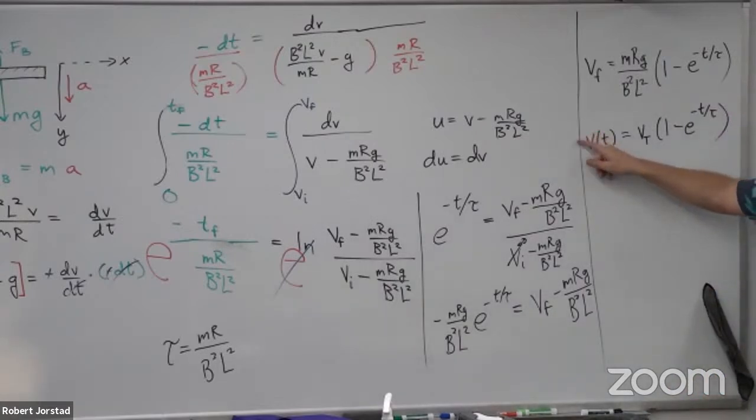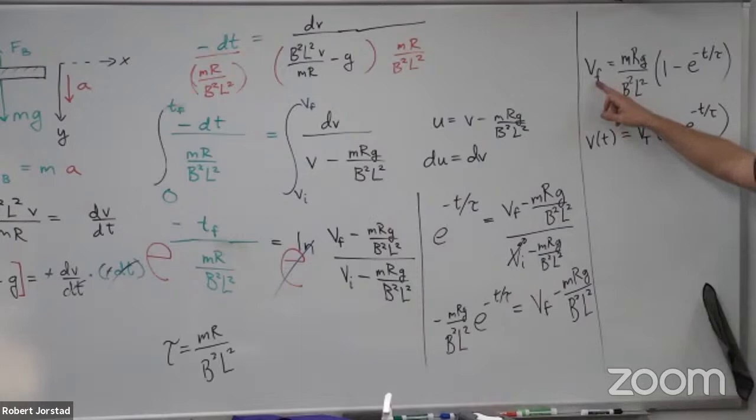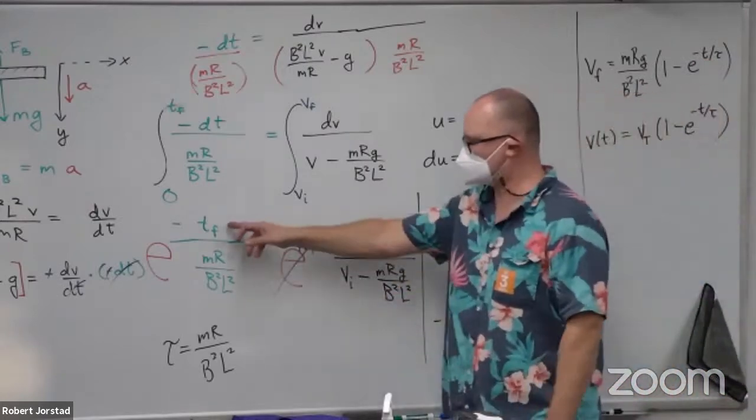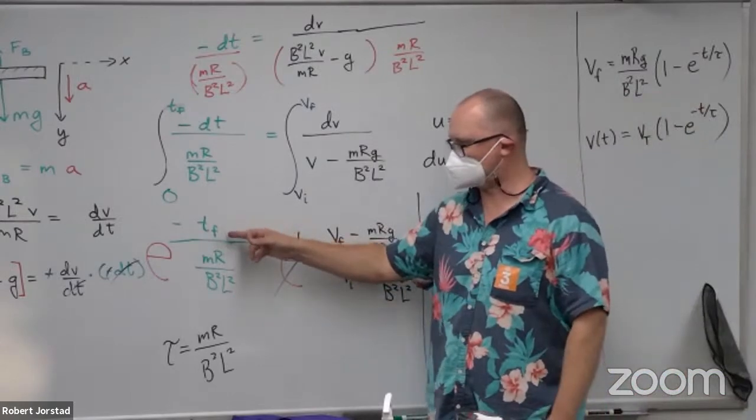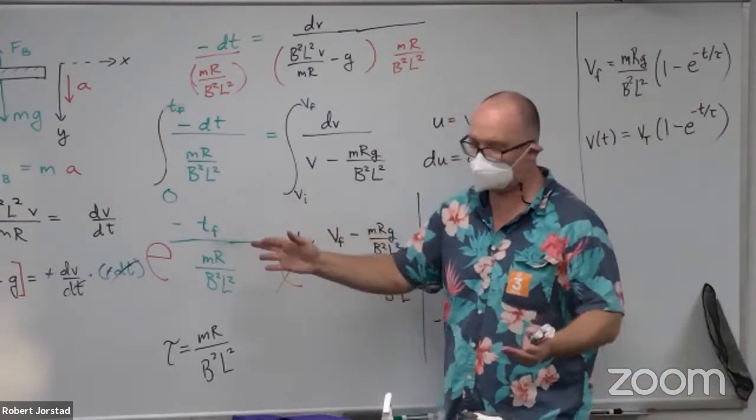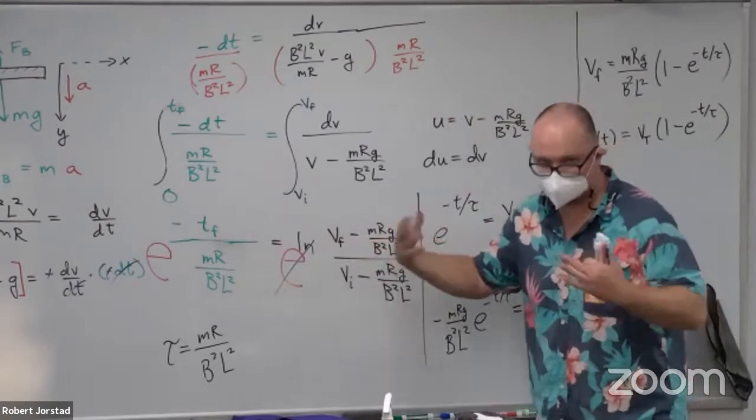This is a lowercase v, not voltage. It's velocity as a function of time, right? So the idea is V final, well, that's the velocity at this time, right? You notice I kind of got lazy and dropped the T final at some point. I think it was right here. What I do at this point is usually I say, well, let's change T final to T. Let's change V final to V as a function of T.